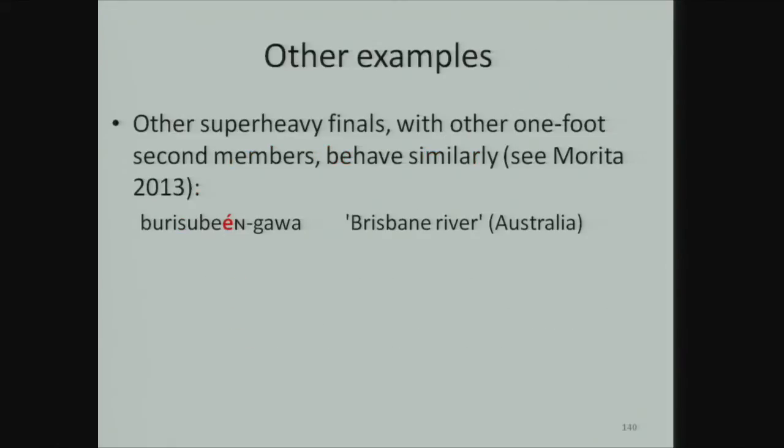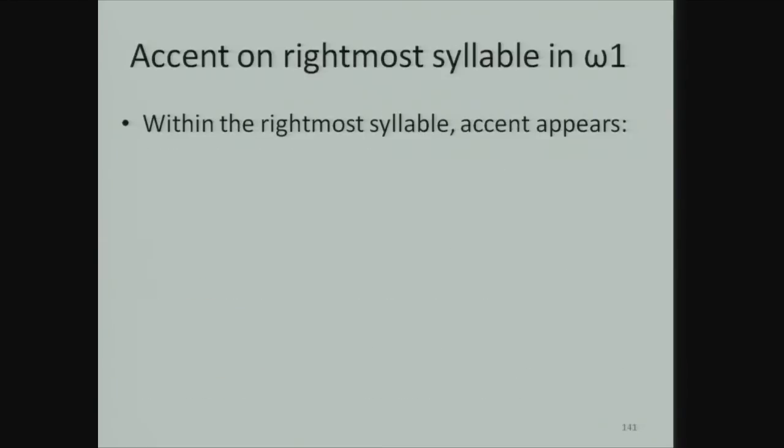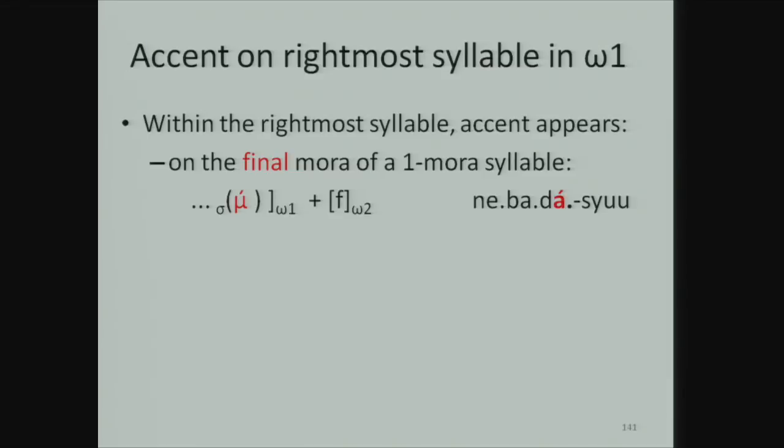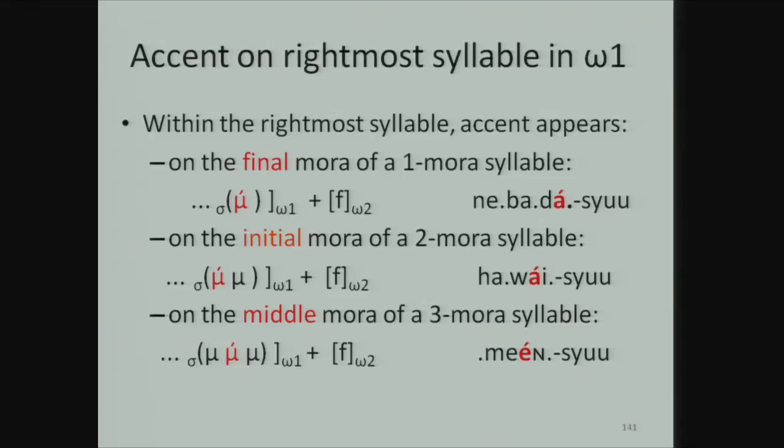With other examples, not just shu, namely short word two, they behave similarly. And here are some other examples with short word two with super heavy examples at the end. Okay. So the generalization is, within the rightmost syllable, accent appears on the final mora of a one-mora syllable, on the initial mora of a two-mora syllable, and on the middle mora of a three-mora syllable.